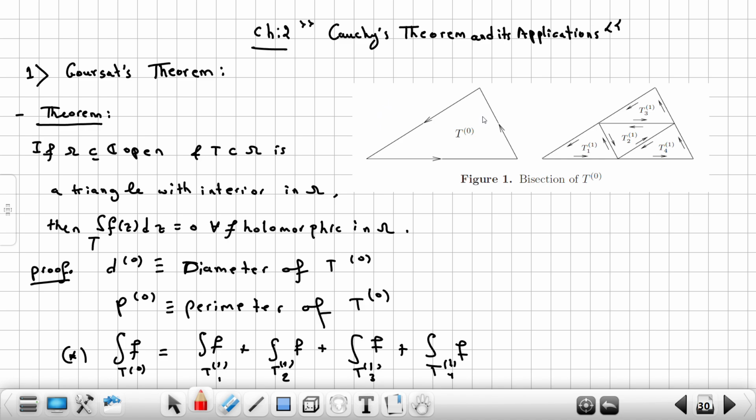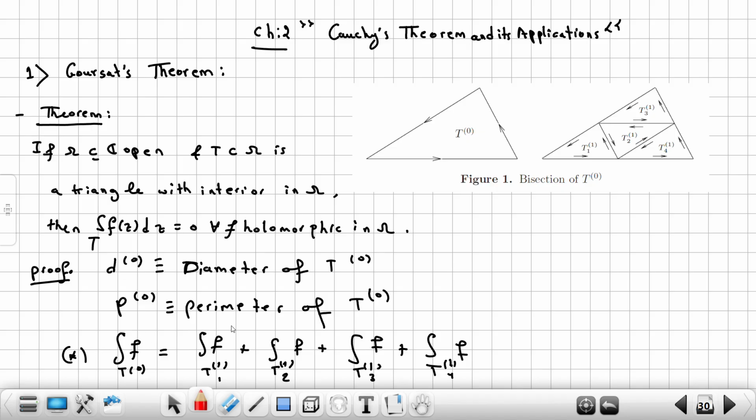So the proof, we will call our initial triangle T0, and we will bisect it, as you see here in figure 1, to get 4 triangles T11, T12, T13, and T14. The bisection is as follows: take the midpoint of each segment in the first triangle and join them, and you obtain the desired triangles. Let D0 denote the diameter of the initial triangle T0, and P0 denote the perimeter of the initial triangle T0.